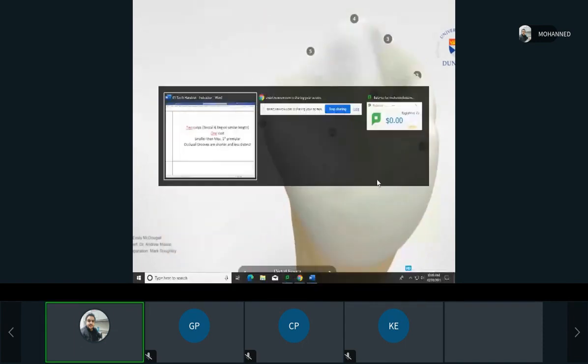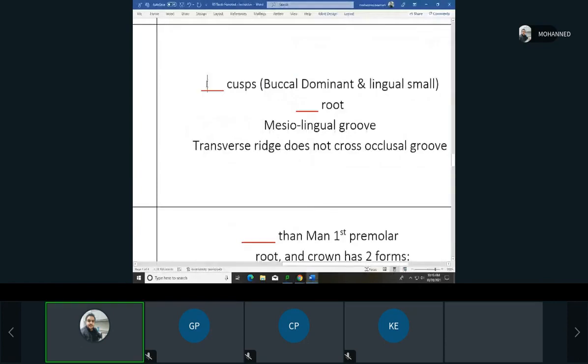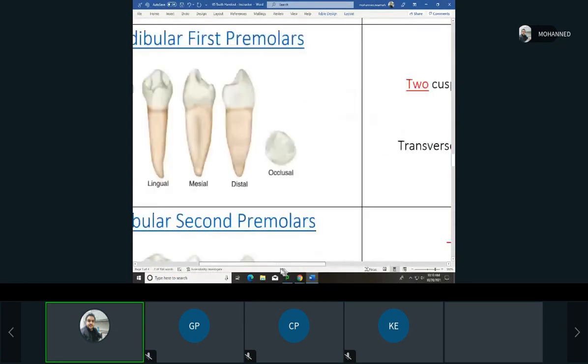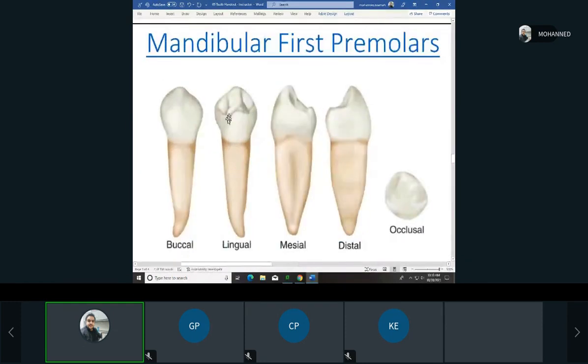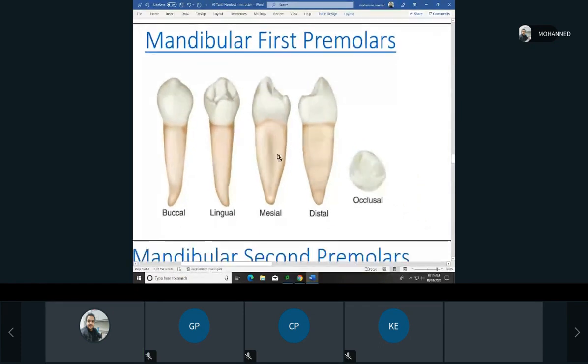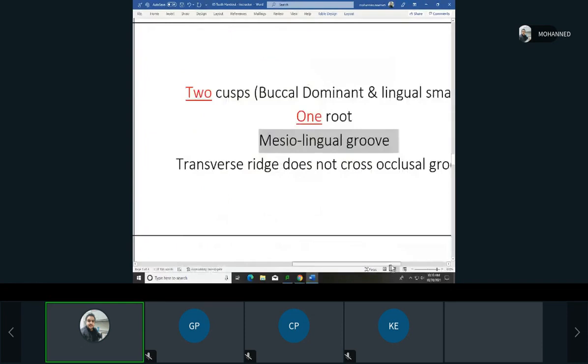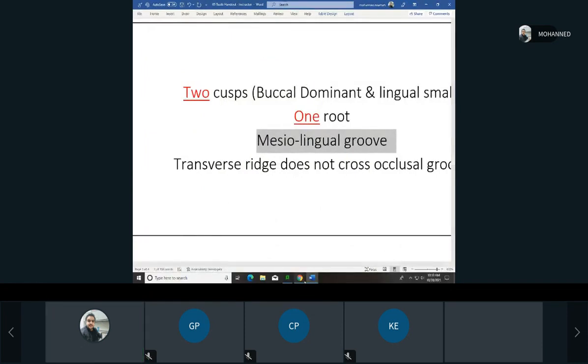Okay, let's go ahead and fill in this information. How many cusps did we say? Two cusps. The buccal is the dominant and the lingual is small. We have one root. We have that mesiolingual groove that is important, and the transverse ridge does not cross the occlusal groove. Again, if you see here, this is what I was talking about. That is the mesiolingual groove. It goes from the mesial side to the lingual side. Okay. Now let's take a look at the mandibular second premolar.